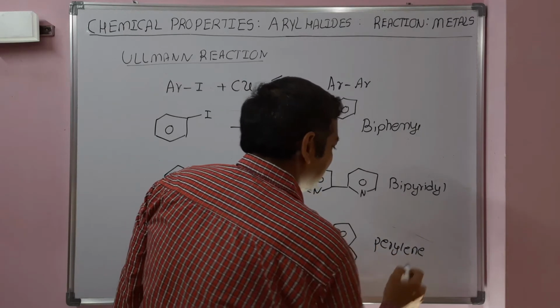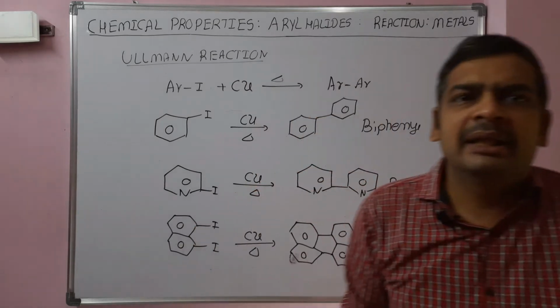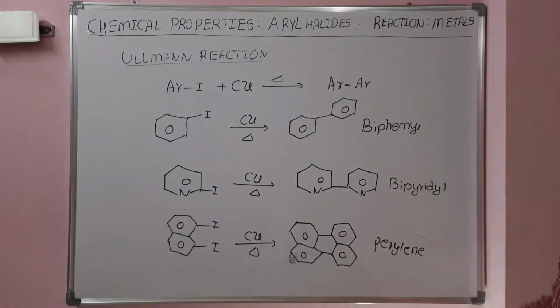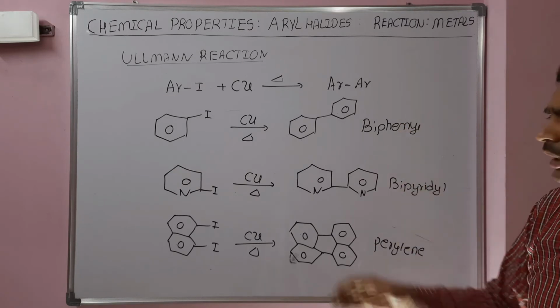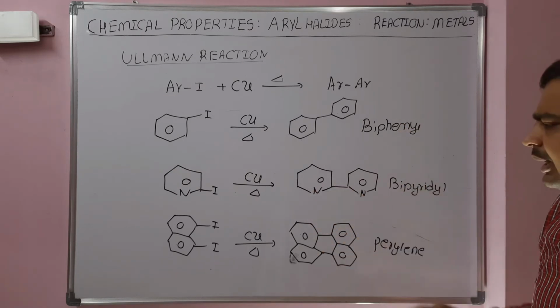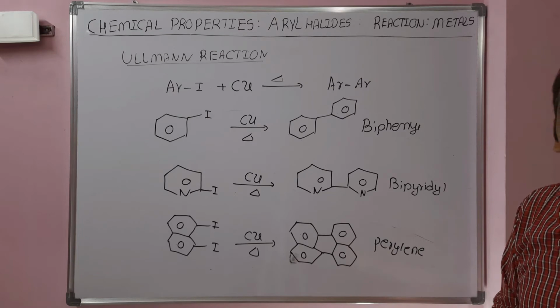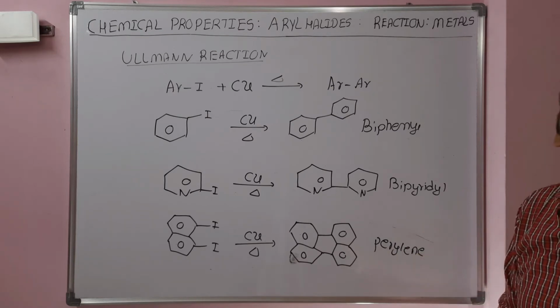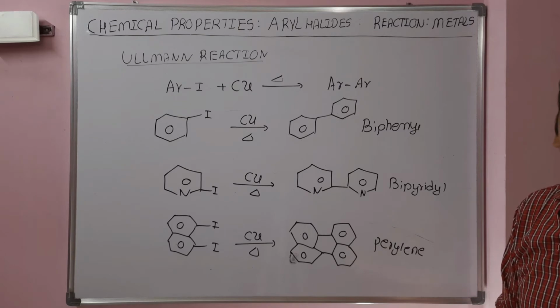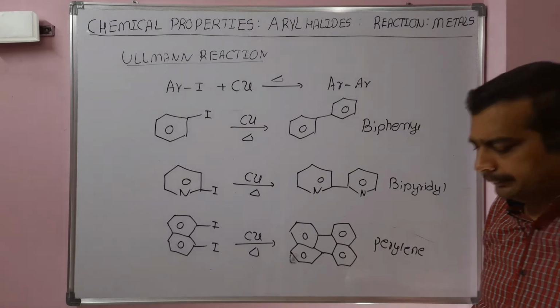So in Ullmann reaction, basically aryl iodides react with copper at high temperature to give biaryls. If it is iodobenzene, biphenyl; 2-iodopyridine, bipyridyl; 1,8-diiodonaphthalene gives perylene. So this is about Ullmann reaction. Next we will see some applications of aryl halides.